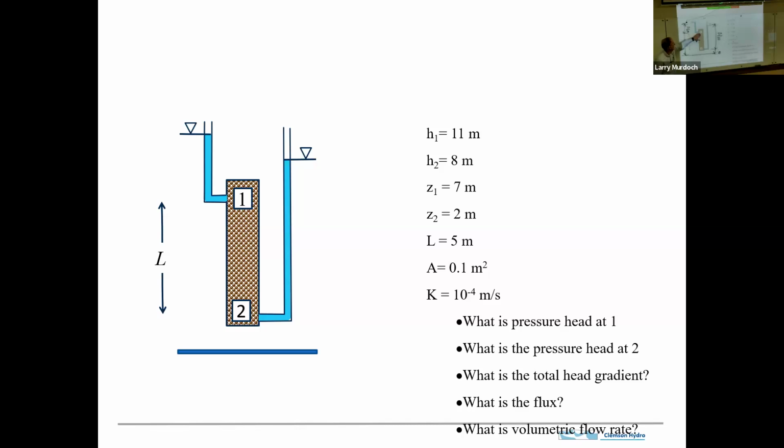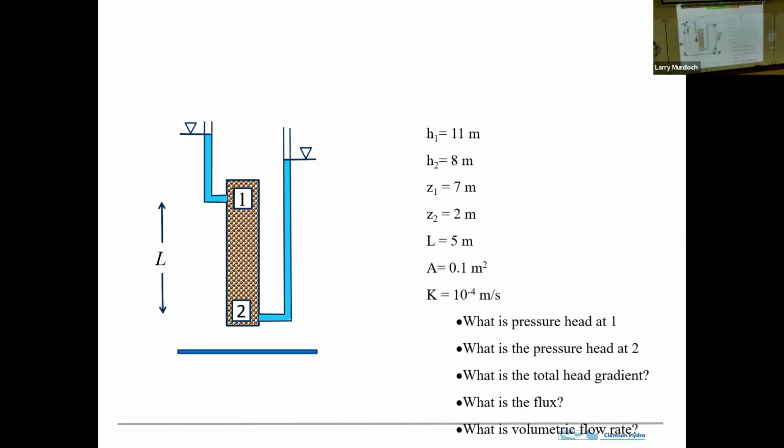So the pressure head here is that. And the pressure head here downstream is this. So in this case, the flow is going from high to low head, but it's going from low to high pressure.